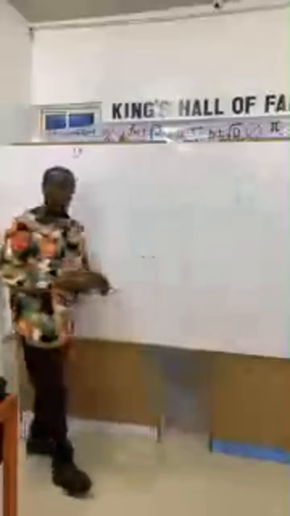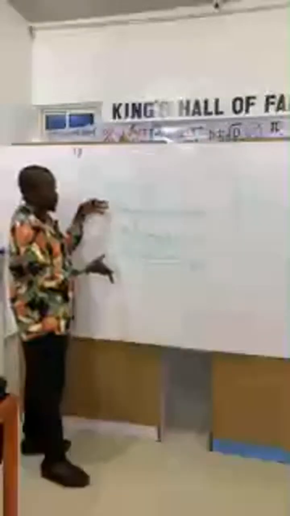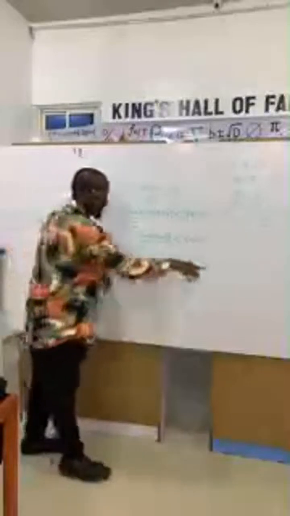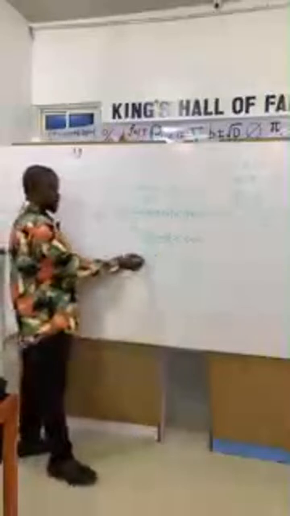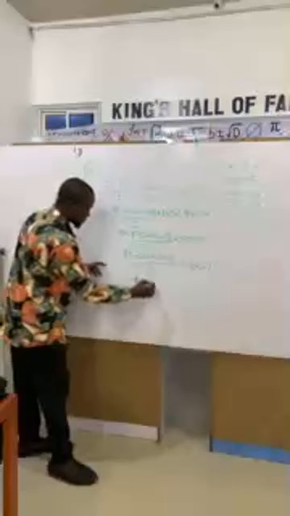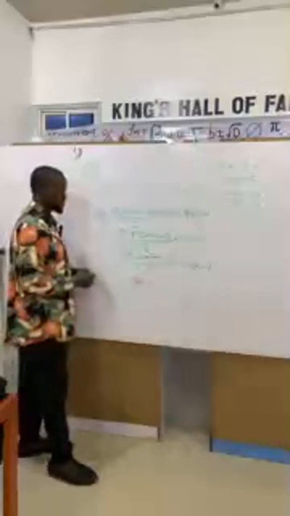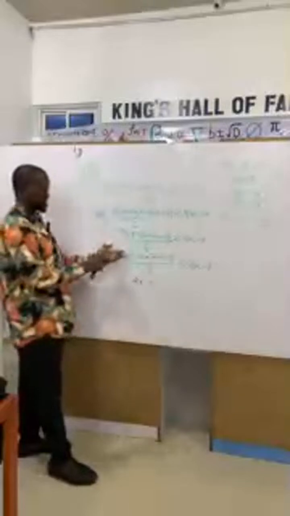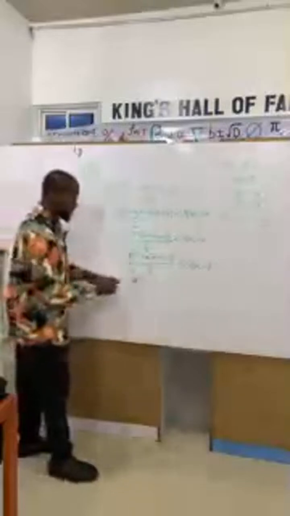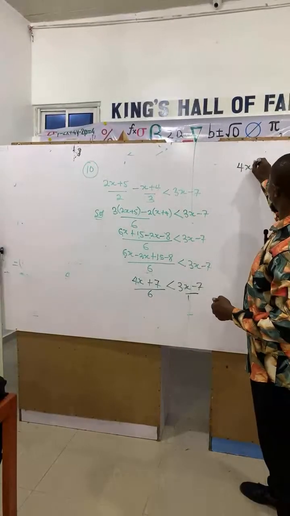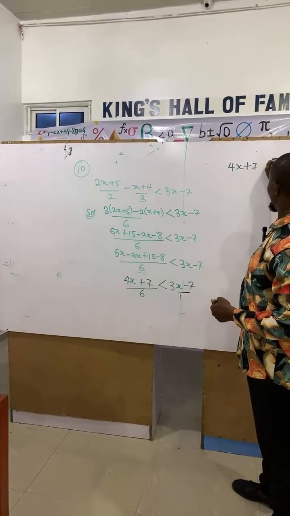This one is untouchable. You have to wait. In mathematics, we use the complicated side first to bring it down before you can equate it to the other side. So 6x minus 2x is 4x. You have 4x plus 15 minus 8. What is 15 minus 8? Just say 7, not 10. Now, no wasting time. Plus 7.